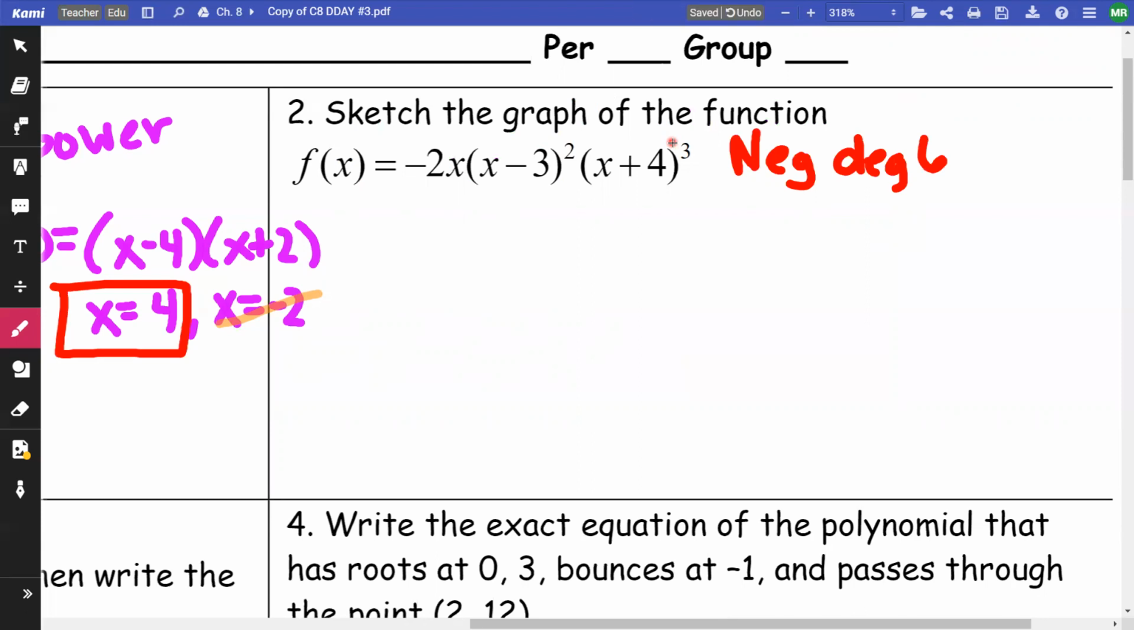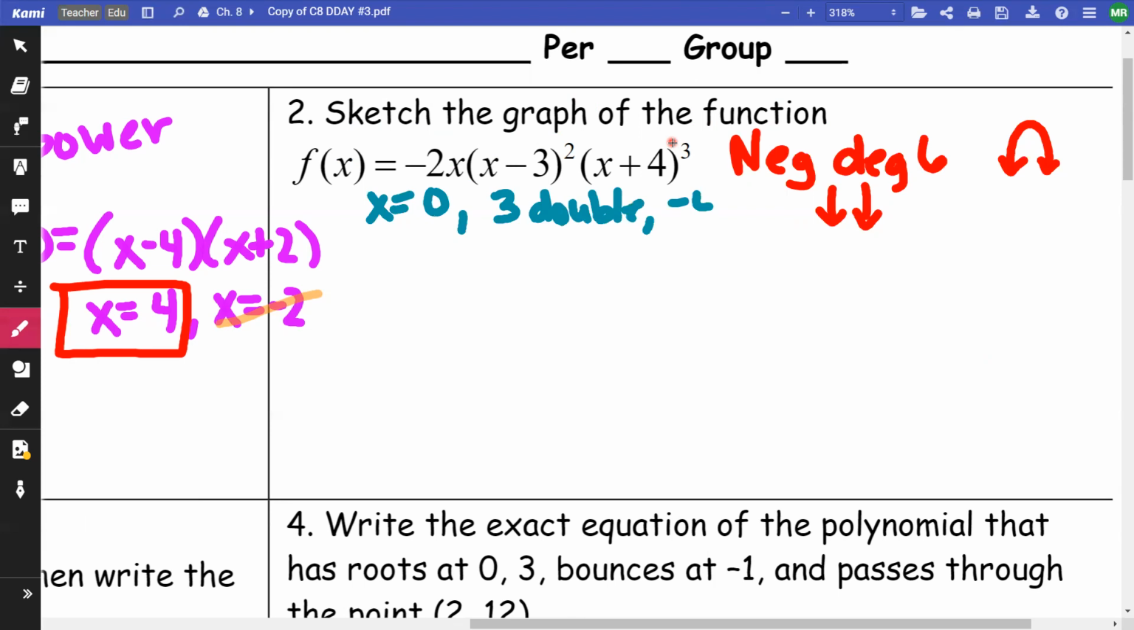And so since it's a negative degree 6, all even degrees are like parabolas in the sense of their end behavior. So a positive parabola would be opening up and a negative parabola would be opening down. This would be like a negative parabola. So what that means is my end behavior is going to be down, down. I also need to find my x-intercepts. So I have 0 here, which is a single. I have 3 here, which is going to be a double. And I have negative 4, which is a triple.